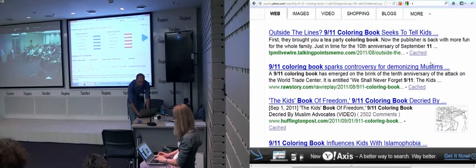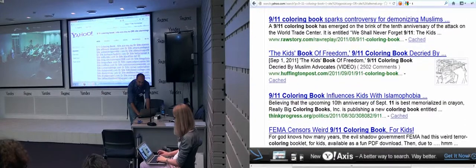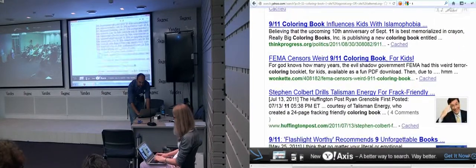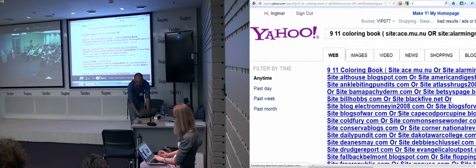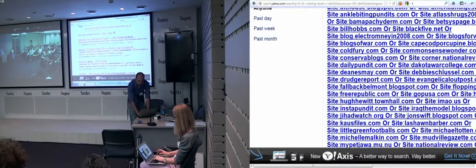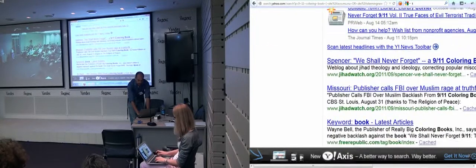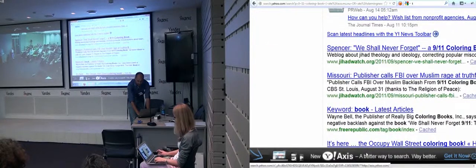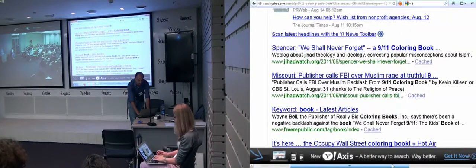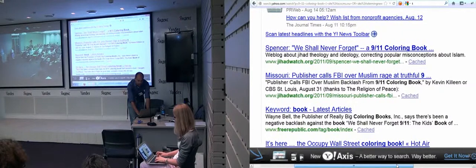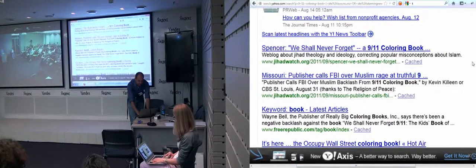But similarly, you can also search right if you want, and then you'll have still the same query, but a different set of results. These are now results from websites that are more leaning to the right, to the political right. So you would see, for example, a blog about jihad theology and ideology, etc.